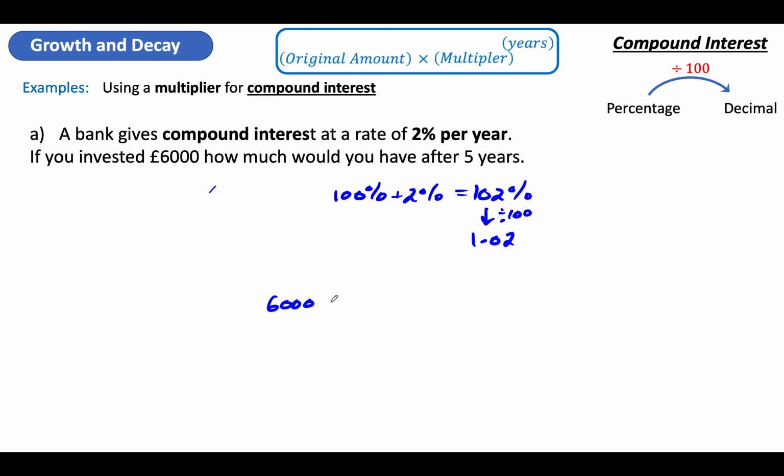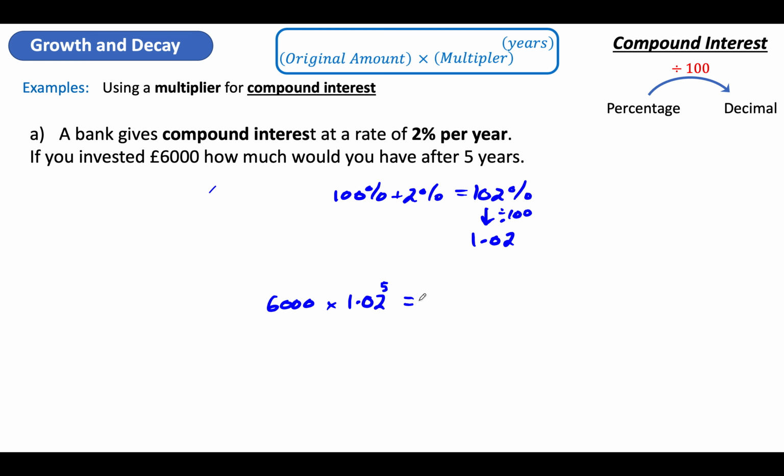£6,000, I wish. And times that by my multiplier, which is 1.02. And put it to the power of how many years it is, or how many repetitions. Well, it's 5 years, so it's 5 repetitions. So I'm doing it 5 times. And then type it in your calculator. How easy could that be?